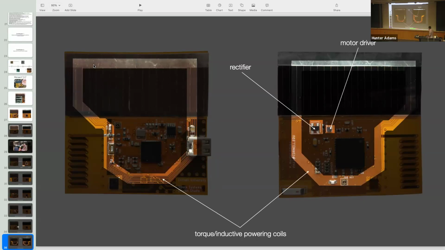Each of these is 4 layers, and like I said, inside there are loops of wire through which we can drive current to generate a magnetic moment, to generate a torque, to turn these things a little bit. There's a little motor driver here for controlling the current in one direction or another. There's also, in parallel with that, a full bridge rectifier, which means we can wirelessly power these things. You can put it above an inductive charger, essentially, and they boot up.